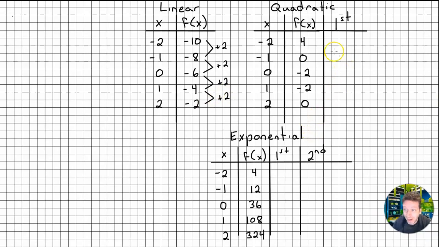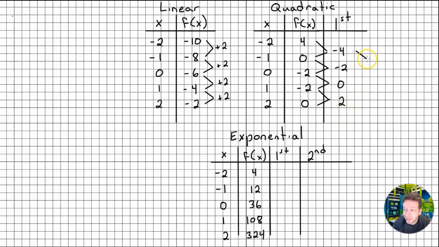So what about a quadratic? Well, our first differences, looks like we are decreasing by 4. And then we're only decreasing by 2, and then nothing happens. And then we start to increase. So initially we're decreasing and then we start to increase. That's our parabola shape, right?